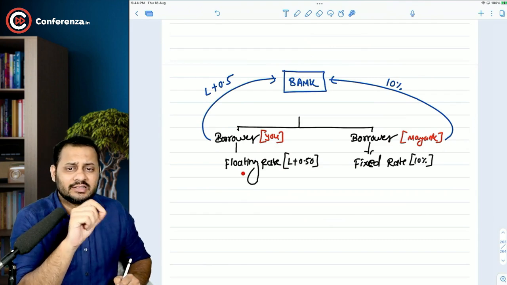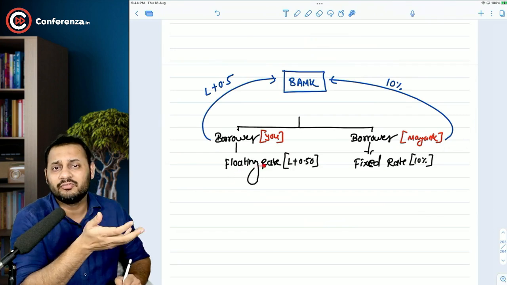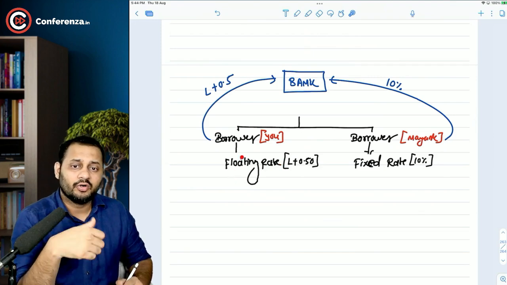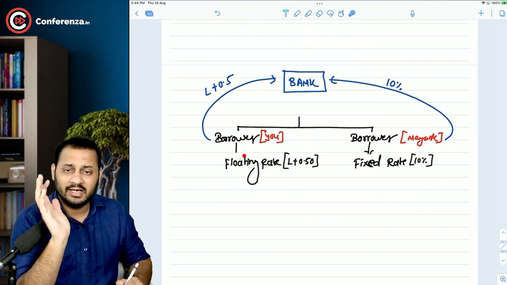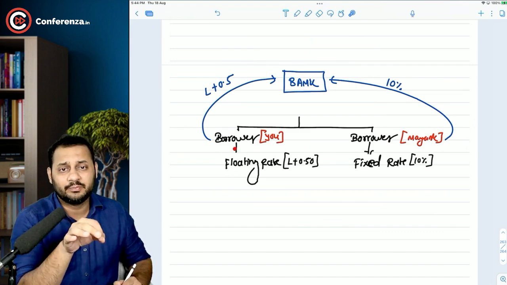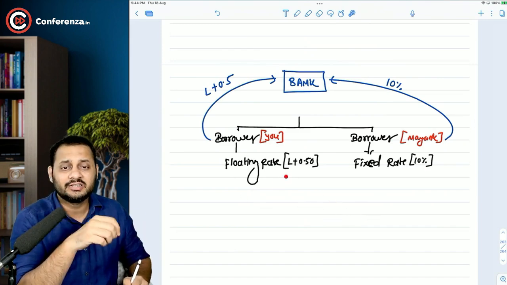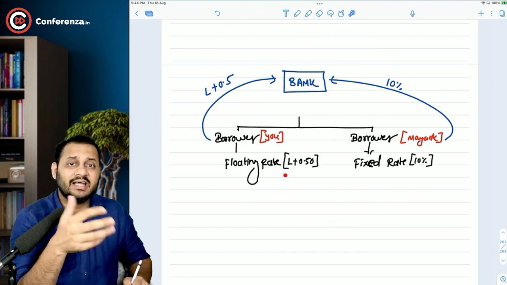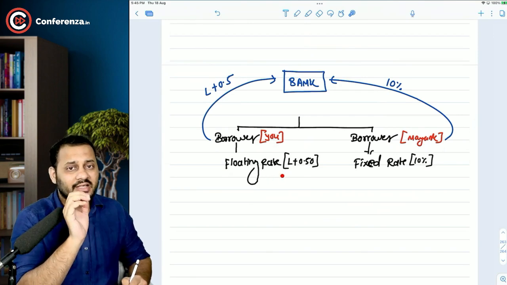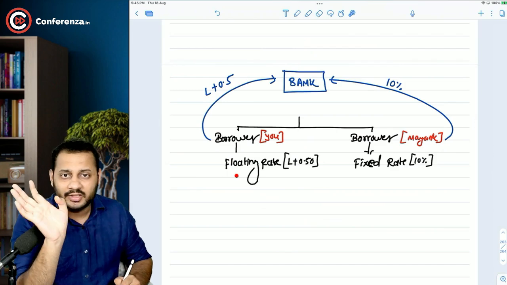Then someone might ask a question: why did we actually borrow at a floating rate when we have this risk? It's very simple, sir. You borrowed the loan 1 year back, and at that time the situation in the economy might have been such that you expected the floating rate to go down in the future. But in 1 year's time, your perception has changed. It has gone exactly opposite. Now you are thinking that instead of falling, it is going to go up. But you have already taken a loan.